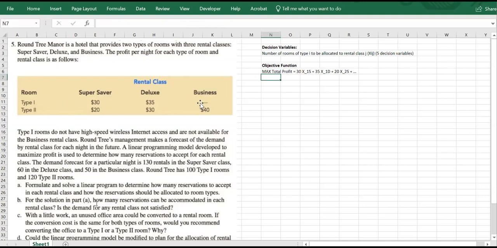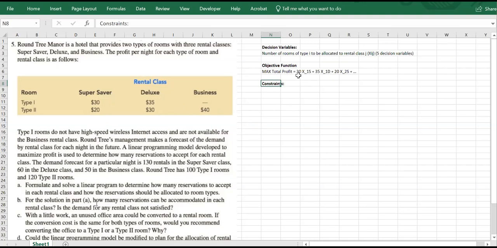And then we have constraints. The constraints that we have here are the demand constraints, right? So if we want the profit to be realized, we have to make sure that, let's say, X1S is not going beyond the actual demand for that group, 130. So you can't really allocate more than 130 to super saver class. If you do that, then anything above 130 is not going to take. The profit for that is going to be 0.